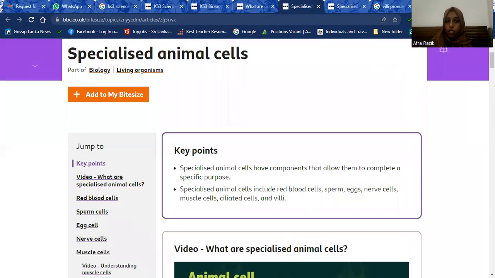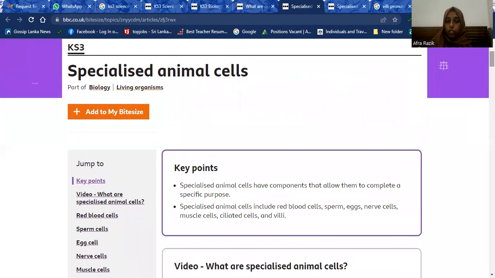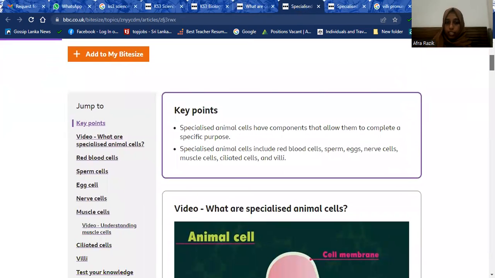Under today's lesson, we are going to learn about some specialized animal cells. Animal cells are divided into several cell structures, so you have certain types of specialized animal cells. We'll go through some key points of these cells. We are going to study specialized animal cells that have components that allow them to complete a specific purpose. That means each animal cell has a specific function. So, what are the specific functions of these specialized animal cells?